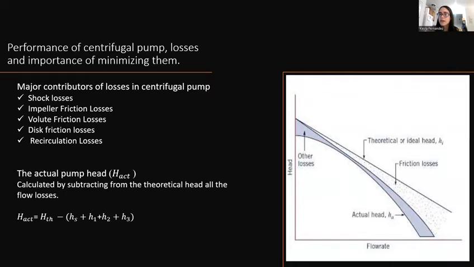The actual pump head is calculated by subtracting from the theoretical head all the flow losses, like you can see in this equation over here, and the actual head is always going to be less than the theoretical head, and this is the graph that represents that.